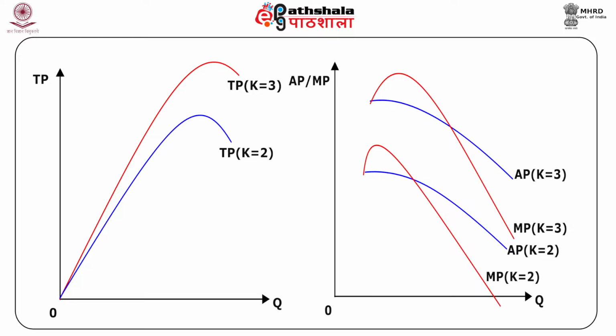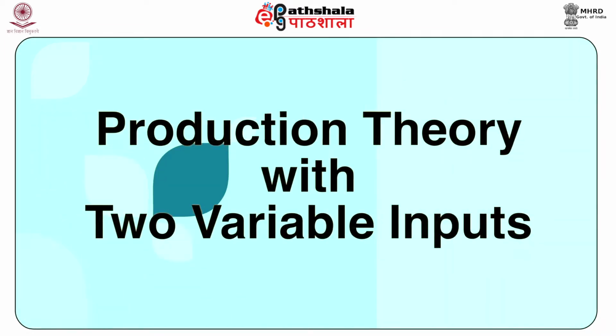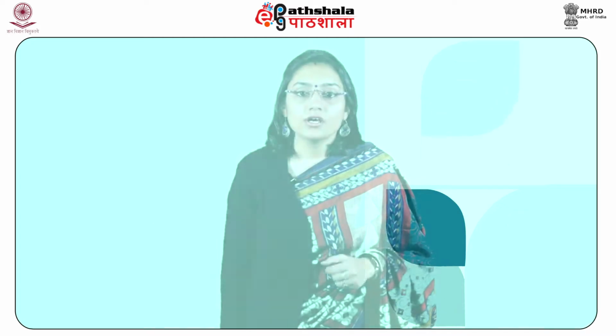So from the above discussion, it is clear that changing a fixed input could cause a shift in the TP, AP and MP schedules that we had discussed in detail in the two previous modules. The next is production theory with two variable inputs. The following discussion may be viewed as long run production decision that involves changing the level of all inputs, including those that were fixed in the short run. Alternatively, this can be viewed as short run analysis of production decision involving two variable inputs.